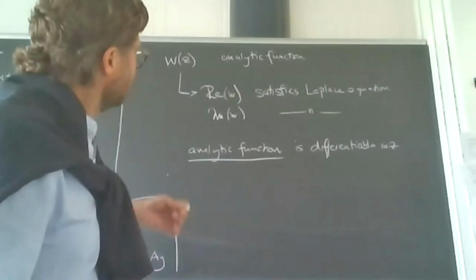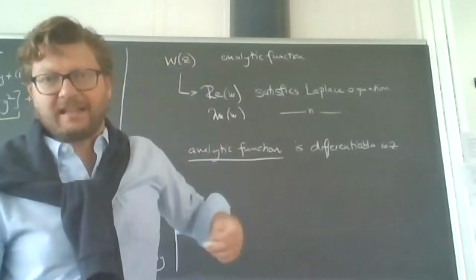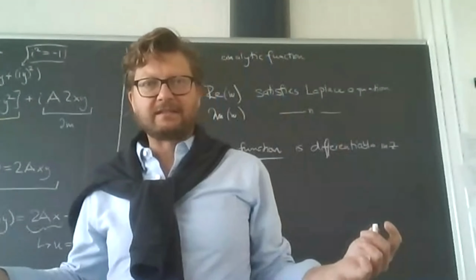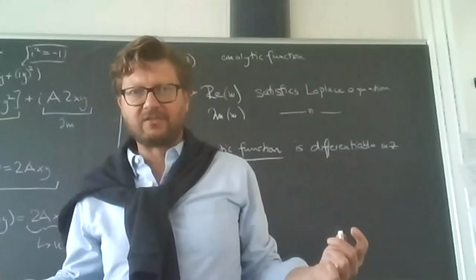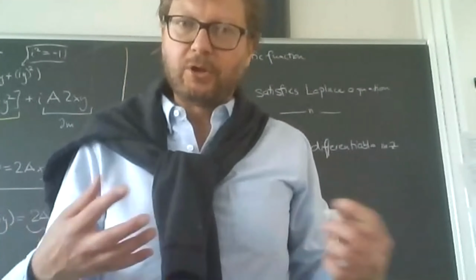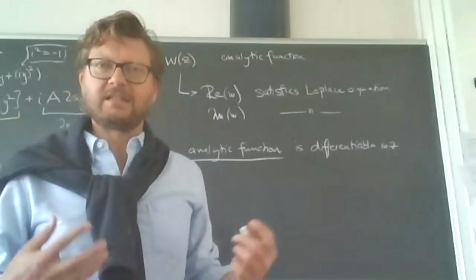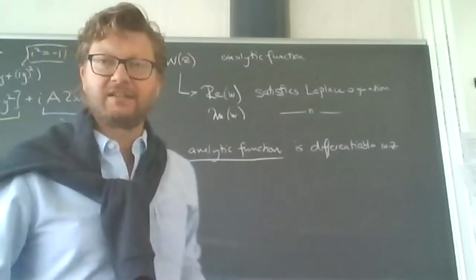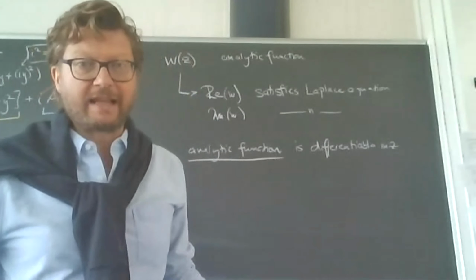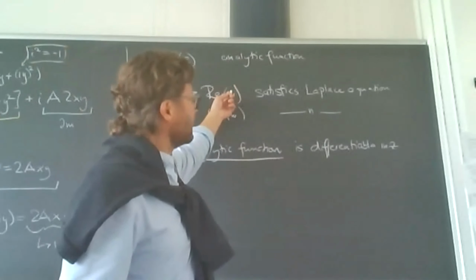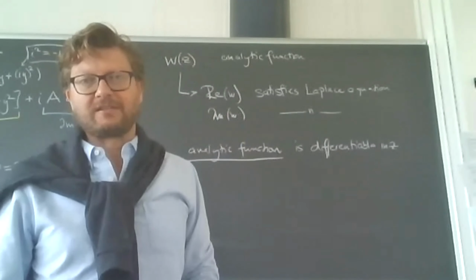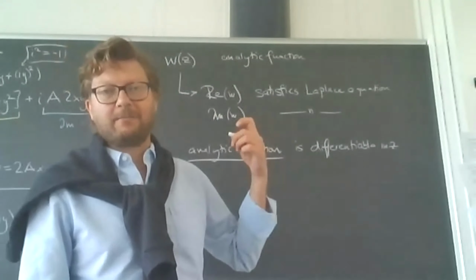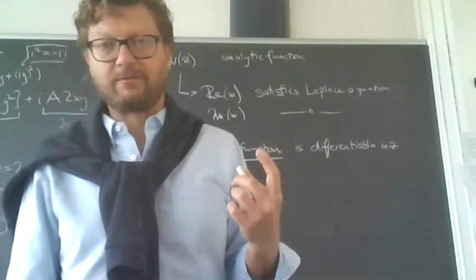So for instance, when we had W(z) equals z squared, like what we had on the other side of the blackboard, of course we can take the derivative with respect to z. For any polynomial, it's very easy to take the derivative. Hence, all polynomials are analytic functions. And because they're all analytic functions, the real part will satisfy the Laplace equation. Their imaginary part will satisfy the Laplace equation. And they can be thought of as potential and stream function.